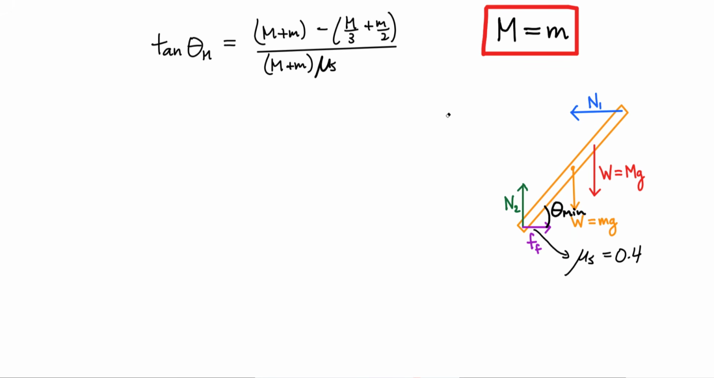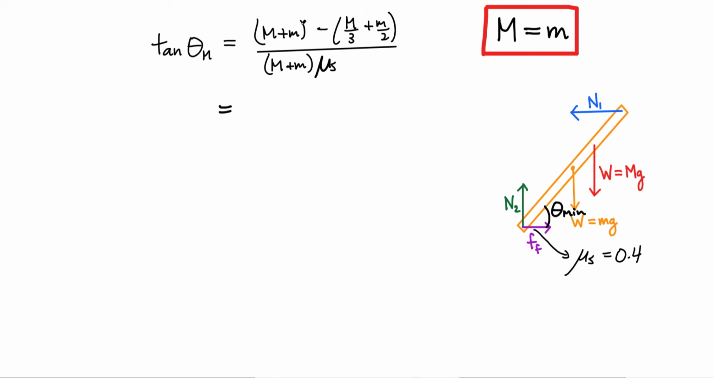To simplify things a little bit, what I'm going to do now is assume that the mass of the painter equals the mass of the ladder. Now, you don't have to make this assumption, but I'm just going to make this expression reduce to something that's a little bit more simple and easier to digest.